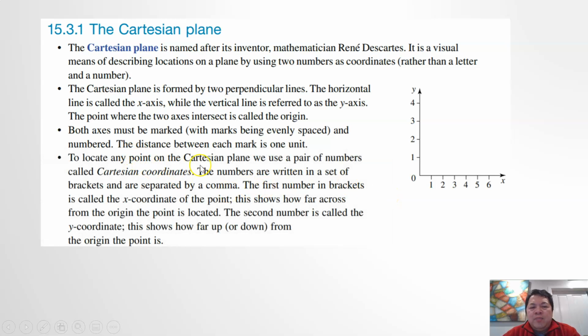Okay, to locate any point on the Cartesian plane, we use a pair of numbers called the Cartesian coordinates. The numbers are written in a set of brackets that are separated by a comma. The first number in the bracket is called the x-coordinate of the point, and this shows how far across from the origin the point is located. The second number is called the y-coordinate, and this shows how far up from the origin the point is. So for example, (3, 1). So (3, 1) is here. The point is located somewhere around here.